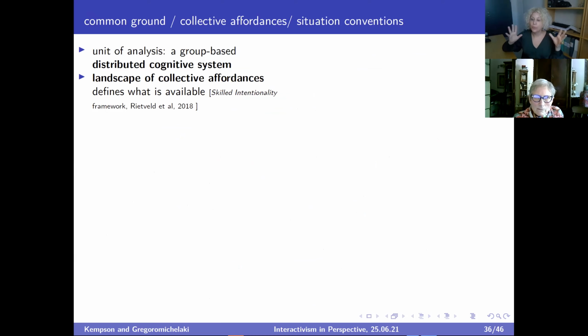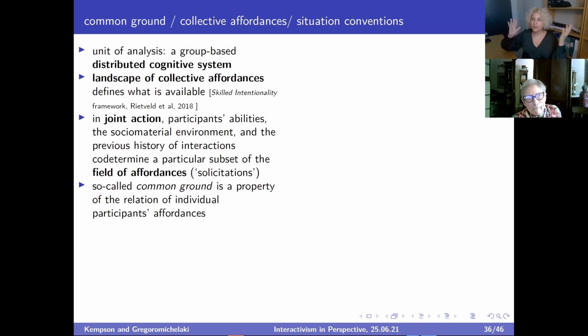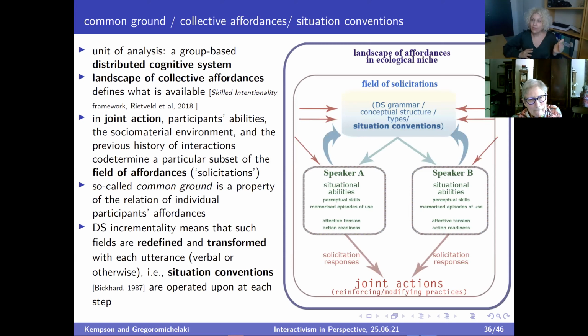Simplifying a bit, the set of opportunities for action available to the agents is called the landscape of affordances, and joint action is enabled on the basis of collective affordances in a particular situation. This replaces the representational notion of propositional common ground in the literature, and it is parallel to the notion of situation conventions in Marx's work. Given the incremental nature of the architecture, the landscape of available affordances or situation conventions is transformed with every action or event at every time step.